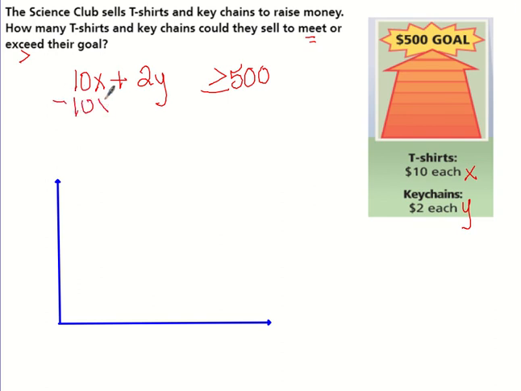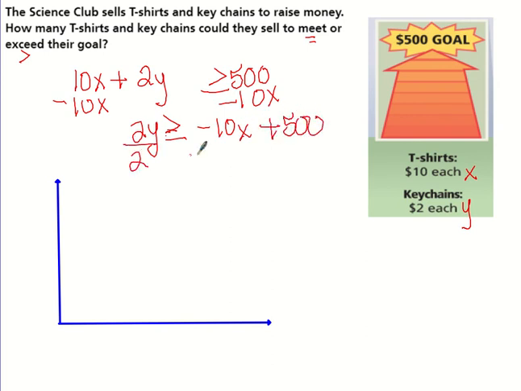So I'm going to solve this for y-intercept form so I can graph it. So we minus 10x. We get 2y is greater than or equal to negative 10x plus 500. And then we'll divide by 2. And we will get an equation of y needs to be greater than or equal to negative 5x plus 250. So after selling the t-shirts and everything, it needs to be greater than or equal to 500, and this is how we would get that.